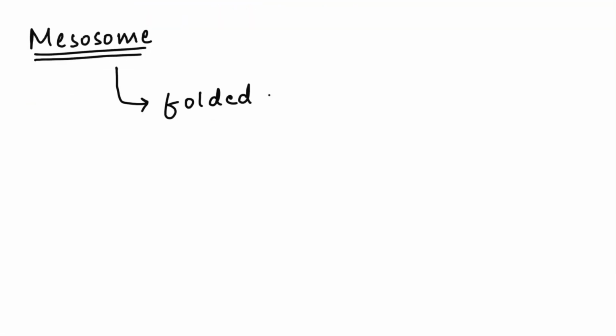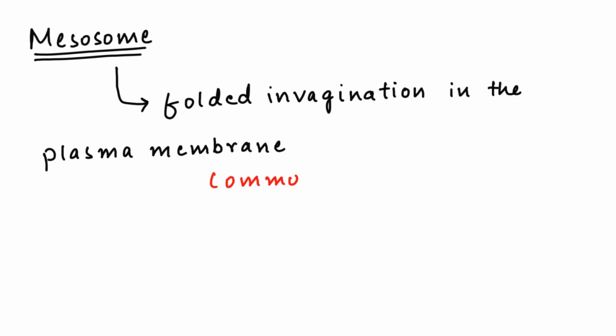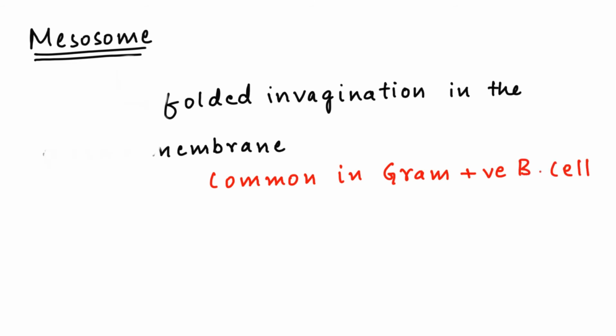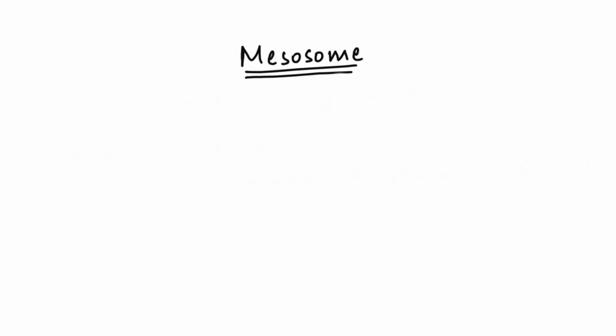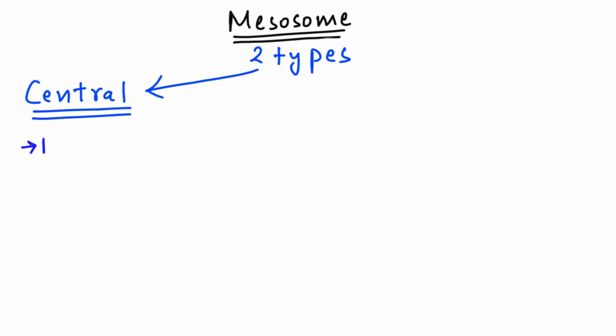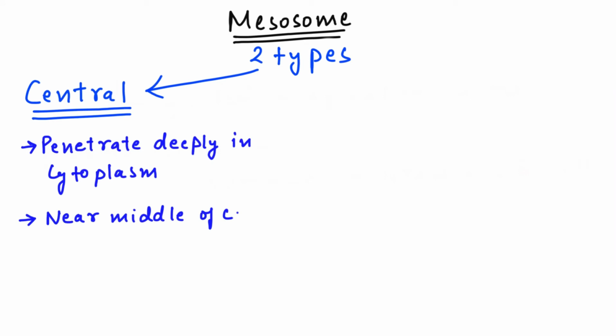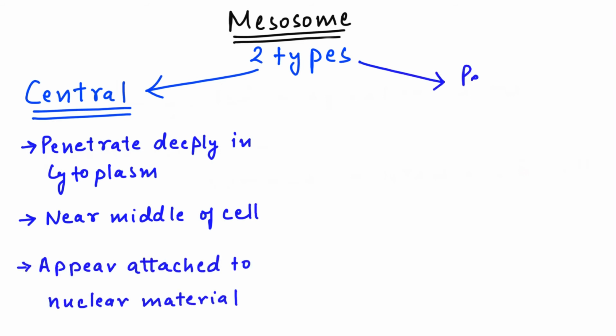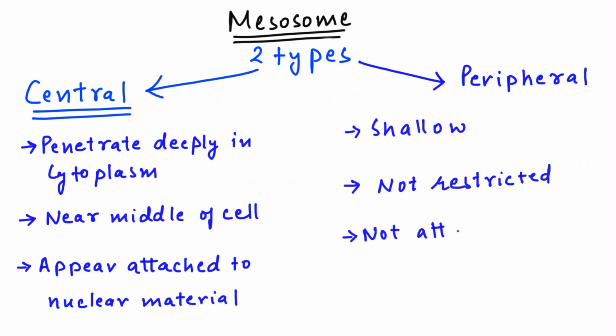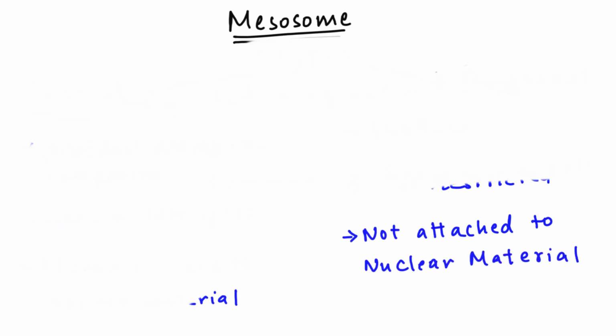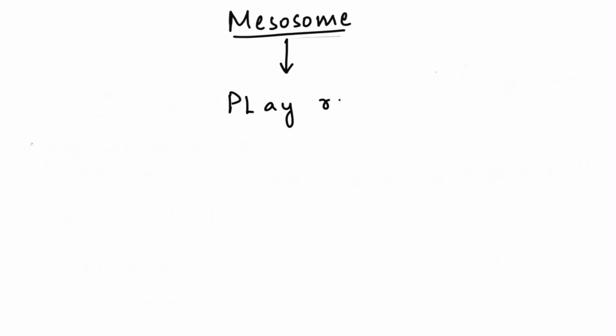Mesosomes. Mesosomes are folded invaginations in the plasma membrane, common in gram-positive bacterial cells. Mesosomes are of two types, central and peripheral. Central ones penetrate deeply into the cytoplasm, near the middle of the cell, and appear attached to the nuclear material. Peripheral ones are shallow, non-restricted and not attached to nuclear material. Mesosomes play a role in cell division.